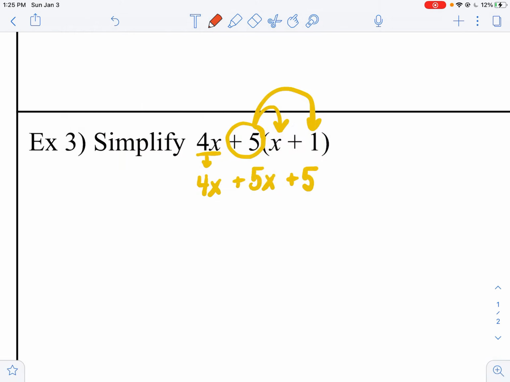Okay. Now we are going to combine like terms. I see 4x and I see 5x that are alike. So 4x and 5x is 9x. And then our plus 5 gets brought down. So our final answer is 9x plus 5.